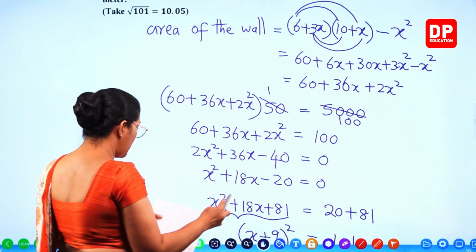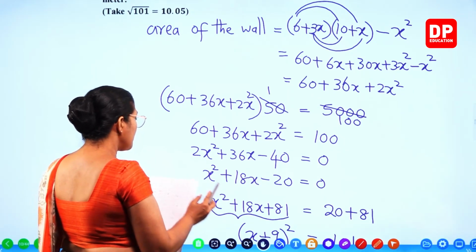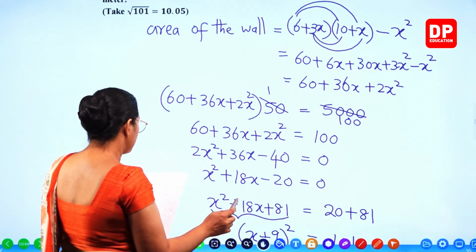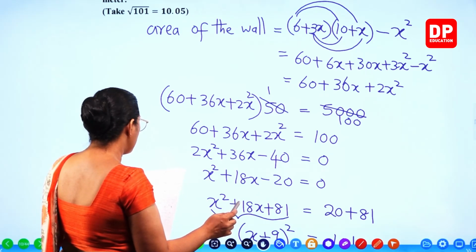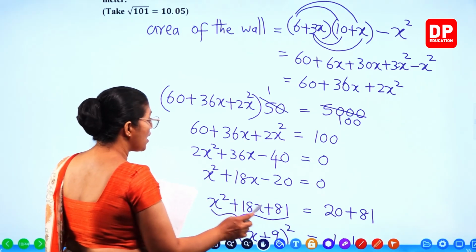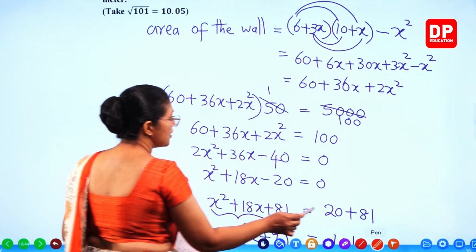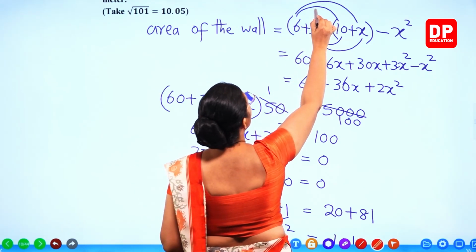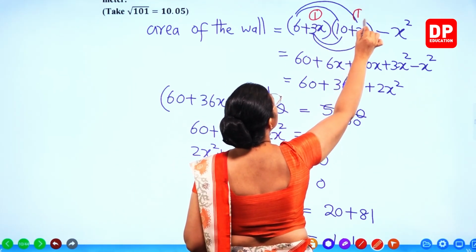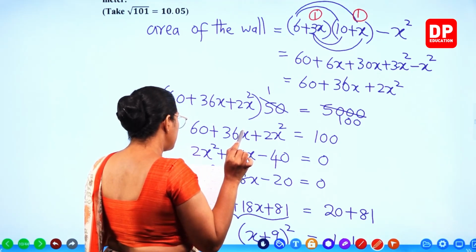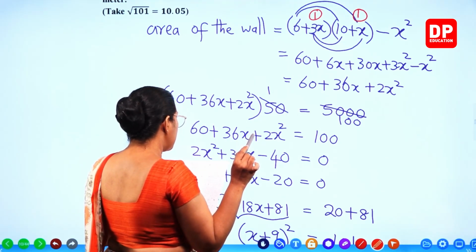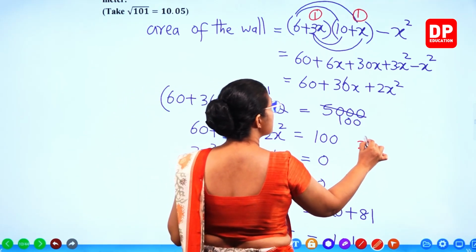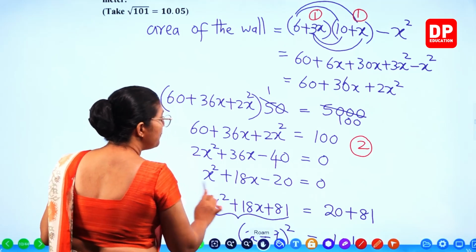So up to here, you are getting 7 marks. 4 marks for showing the equation. So we'll give 2 marks, 1 mark for finding the length and width, and then writing the equation and getting this answer, x squared plus 18x minus 20, another 2 marks. So 4 marks there.